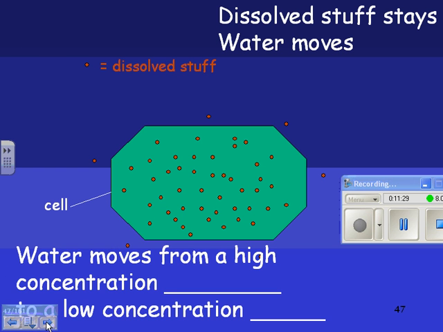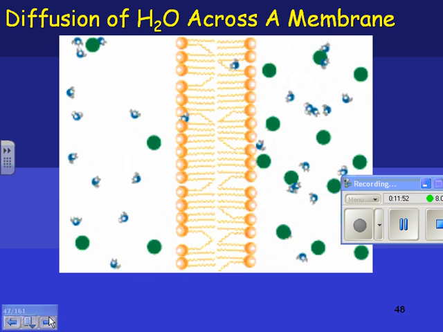Water tends to go from a high concentration, which is outside, to a low concentration, which is inside. And so that means water is going to go high to low. Oh, look, I drew all the arrows in already. Okay, here's another picture of it.